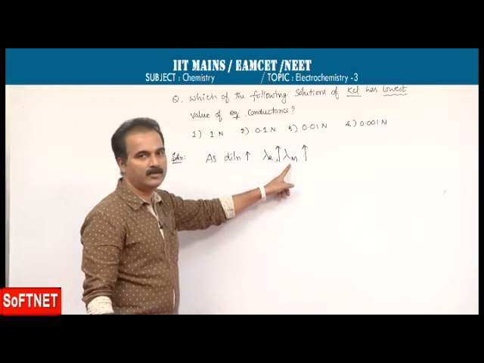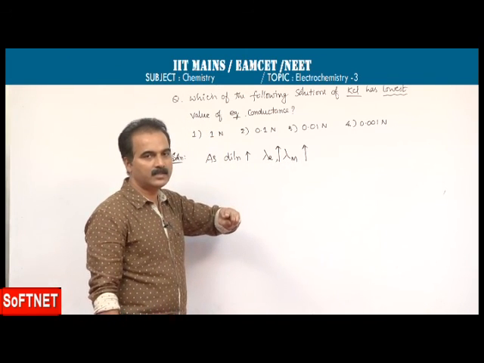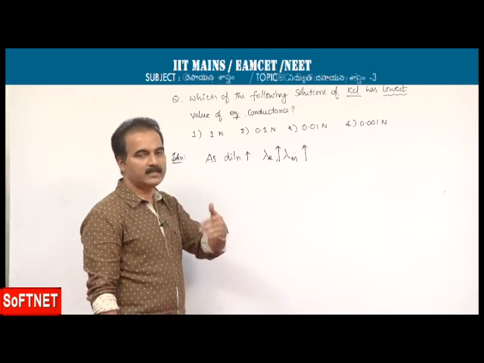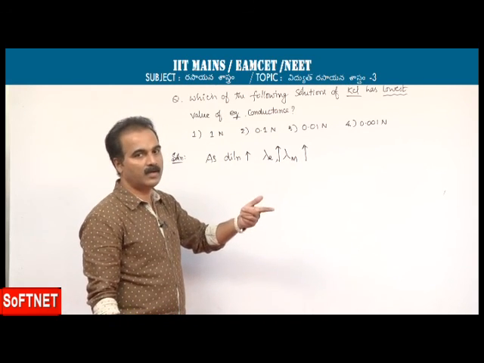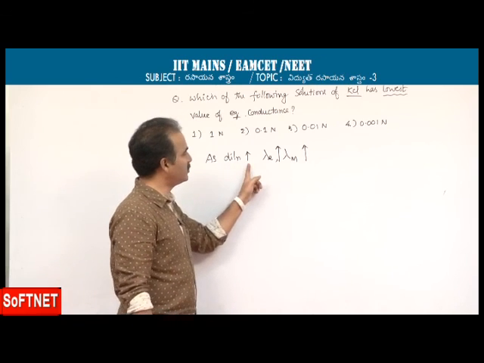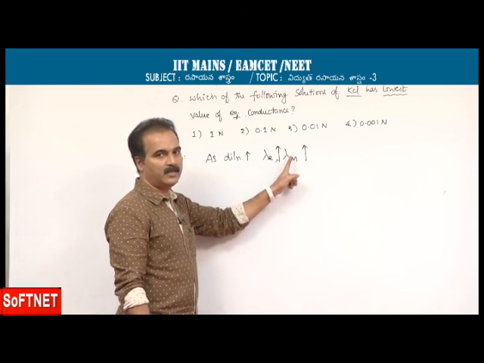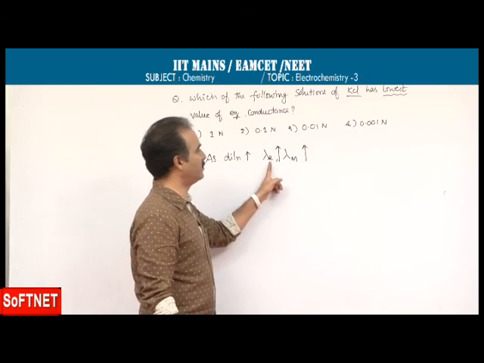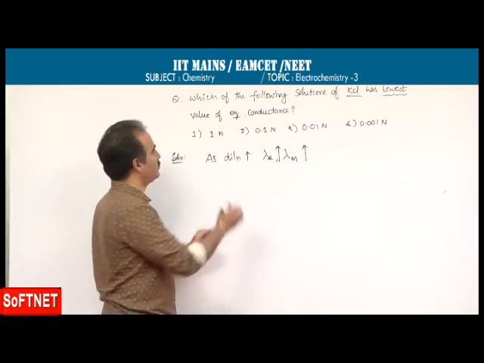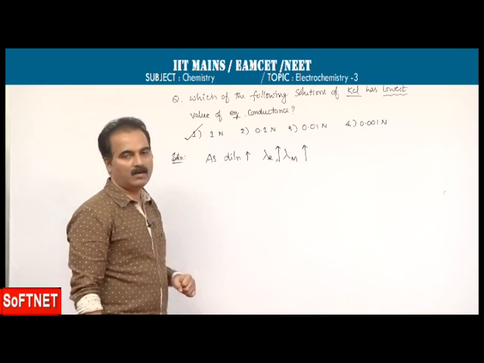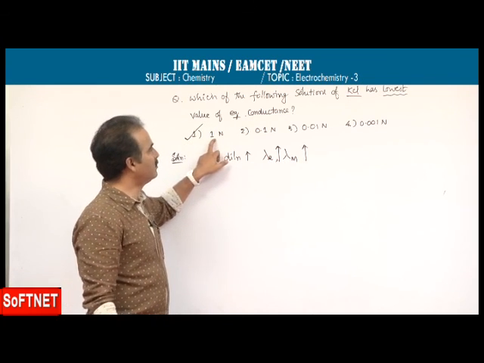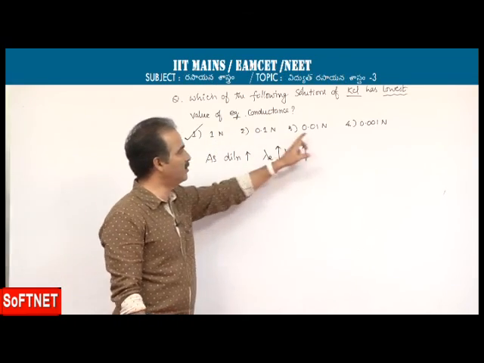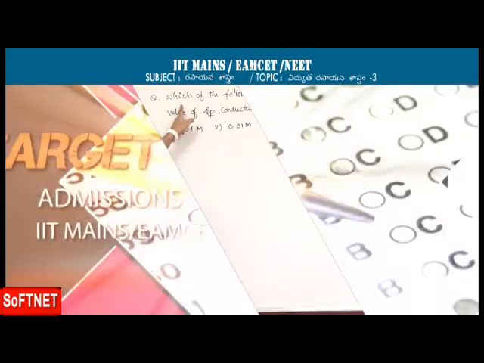Due to increase in dilution, interionic attractions decrease, interionic distance increases, so overall conductance increases. So, as dilution increases, equivalent conductance increases. So, to have the lowest equivalent conductance, we should go for the highest concentration. So, this one normal KCl has the lowest value of equivalent conductance because it is the most concentrated among the given solutions. Let us see one more problem.